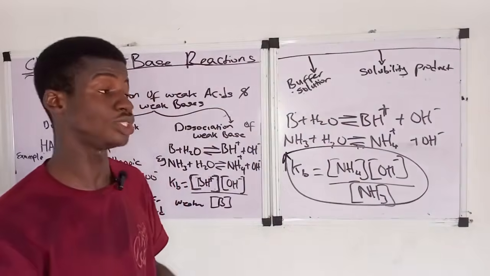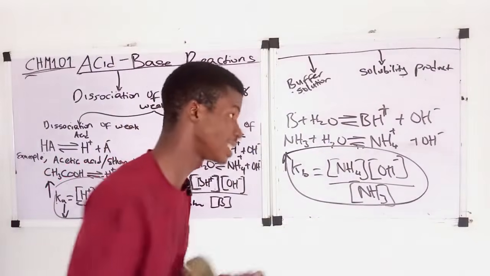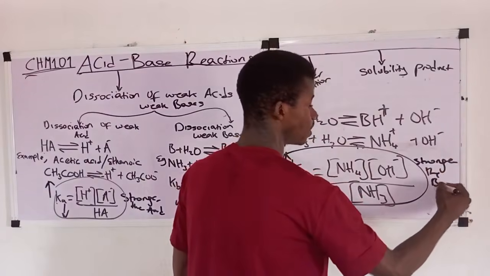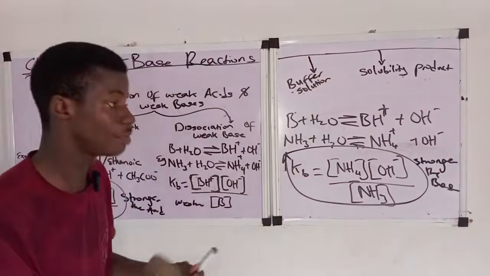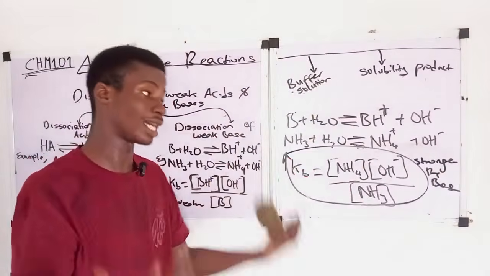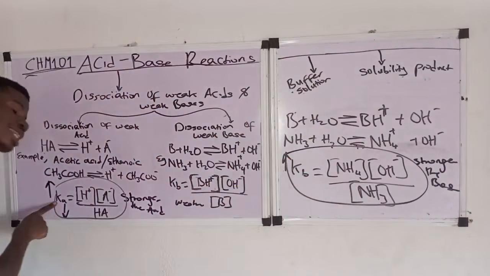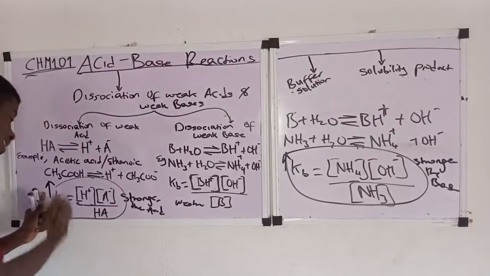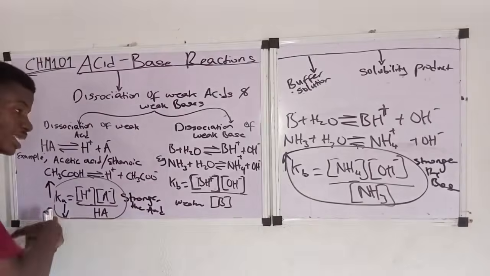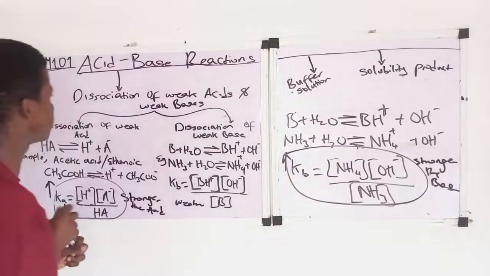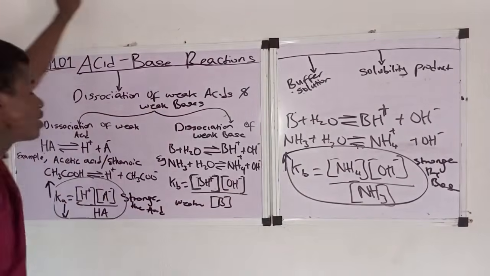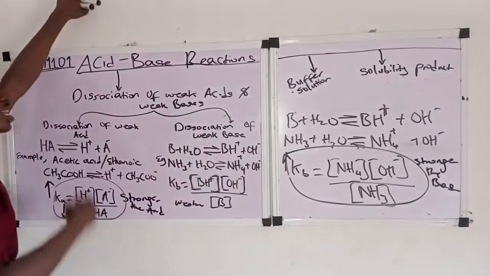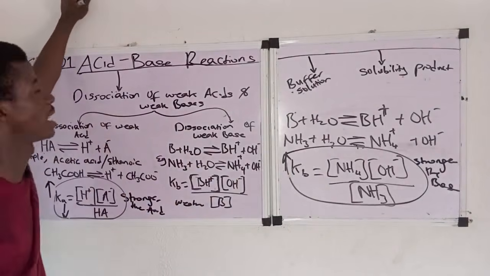The higher the Kb, which is the higher the dissociation constant for the base, the stronger the base. This is very important. The lower the Kb, the weaker the base. Same goes for acid: the higher the Ka, the stronger the acid, and the lower the Ka, the weaker the acid. We'll make use of these things later. Now that is all about dissociation of weak acids and weak bases.